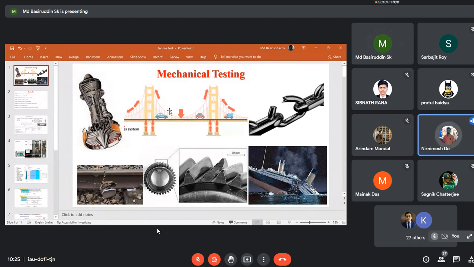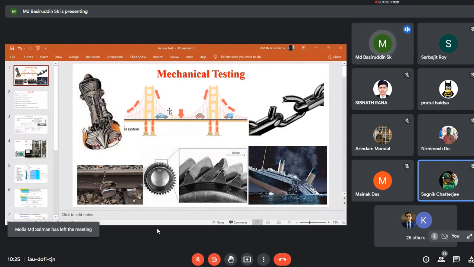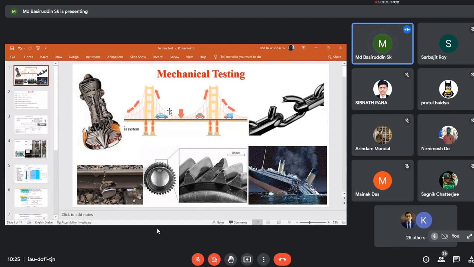The compression test and bending test. Compression test, bending test. Okay, and another thing? Impact load. Yeah, impact load, you can say when some heavy truck collides with the pillar of this particular bridge. In that case, the impact test is required. And the most common one you have missed. Sir, the endurance test.